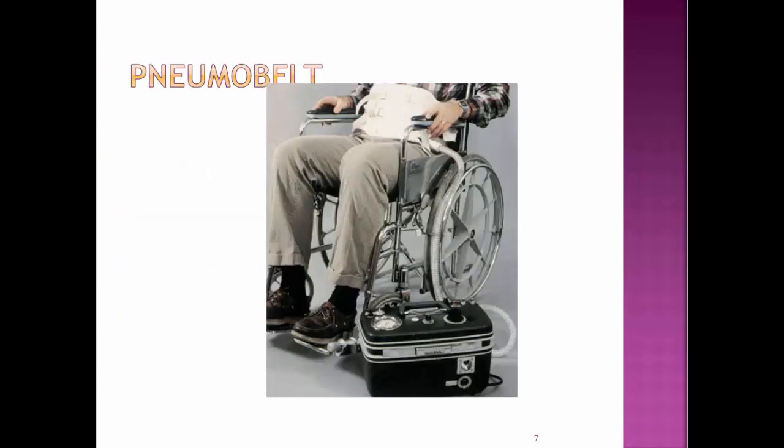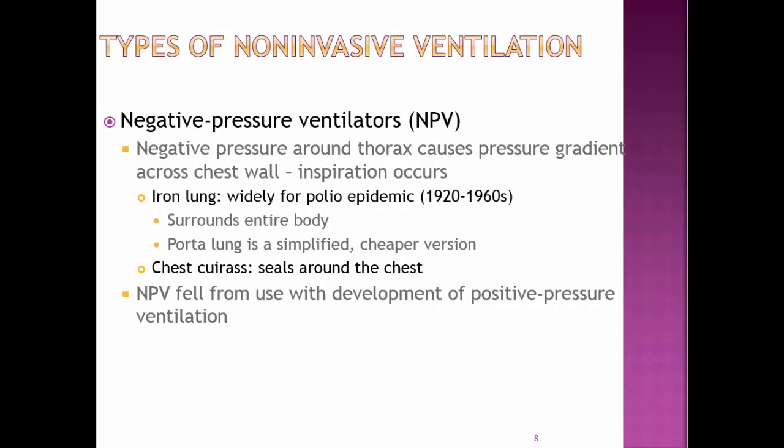So there's the picture of a pneumobelt. I can't say I've ever seen one of these. And then there are negative pressure ventilators. Negative pressure around the thorax causes a pressure gradient across the chest wall, and inspiration occurs. The iron lung, which we'll look at in just a second, was used widely in the polio epidemic in the mid-20th century. This thing surrounds the entire body, and the Porta-Lung is a cheaper version and more portable than the original iron lung.